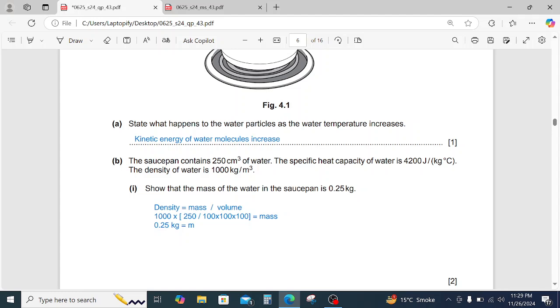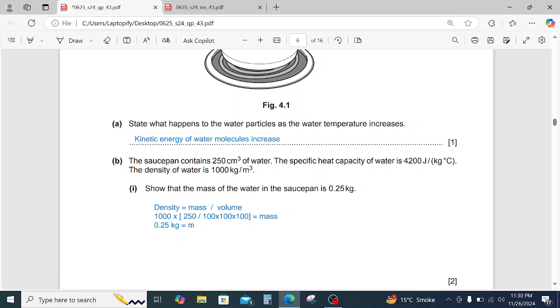1000. Remember one thing, density of water and specific heat capacity of water both are constant quantities. Okay, sometimes the values of density and heat capacity are given. Sometimes you have to recall and memorize them. Okay, show that the mass of the water in the saucepan is 0.25 kg. You have to calculate the mass of the water used in the saucepan.